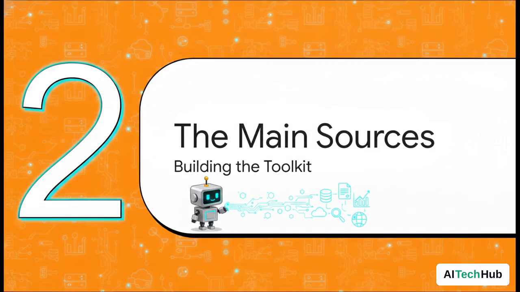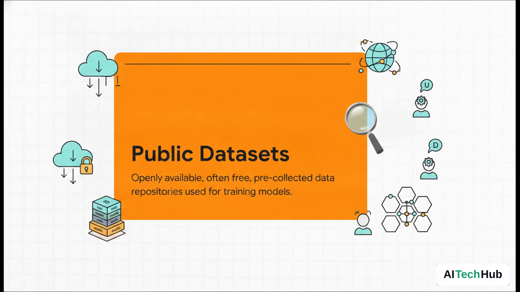Moving on to Section 2, the main sources, building the data toolkit. Okay, first up in our toolkit, we have public datasets. These are openly available, often totally free, pre-collected data repositories. If you tuned into our Hugging Face explainer recently, their Dataset Hub is a perfect, concrete example of this. You've got literally thousands of ready-to-use datasets all uploaded by the community. They're completely searchable and, honestly, super deeply documented.